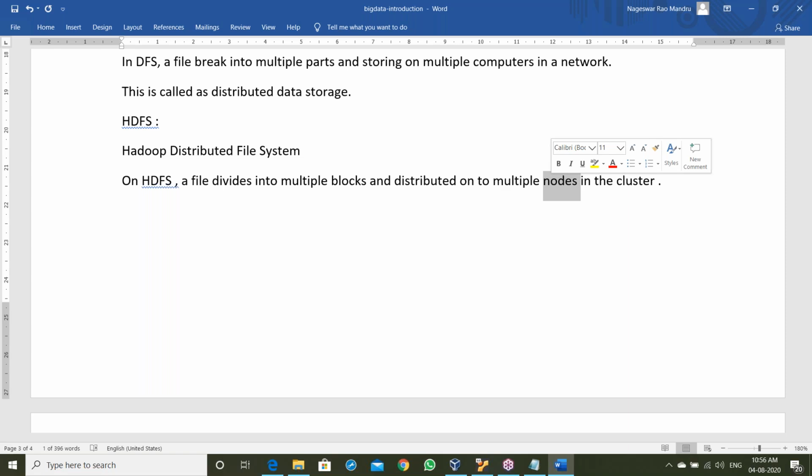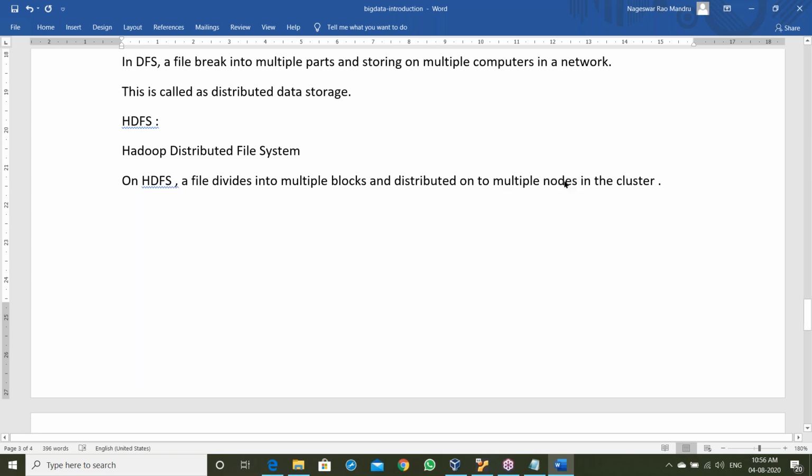Hadoop networking is a LAN, a local area network. Nodes are nothing but computers, like in your office, where you work with some computers, or maybe a college lab with many computers. All those interconnected computers form a network. That is nothing but a cluster. That is one cluster. Hadoop cluster means Hadoop network. All Hadoop systems placed into one network is called a cluster.